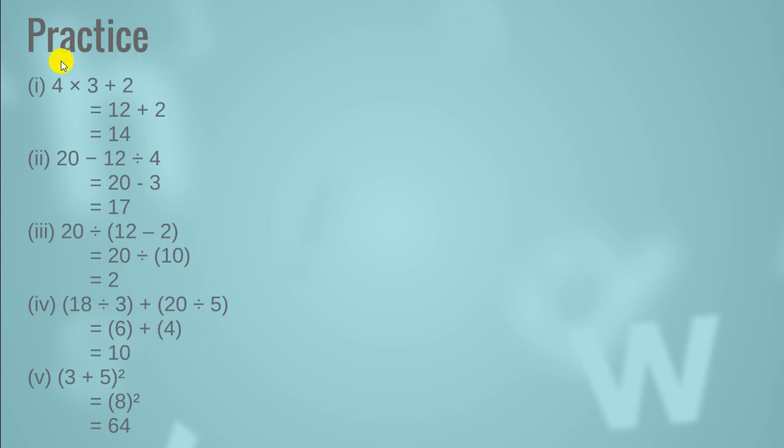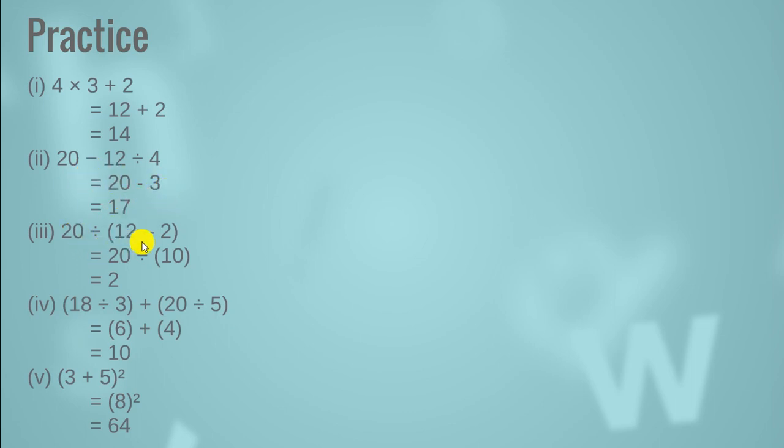Here we have 4 multiplied by 3 plus 2. Now you are capable of doing it according to the BIDMAS rule. According to the BIDMAS rule, multiplication is going to be a priority over addition. So 4 multiplied by 3 gives us 12 and 12 plus 2 gives us 14. Now in the next question, 20 minus 12 divided by 4. You are clever enough to know that division is going to have a greater priority over subtraction. So 12 divided by 4 gives us 3. 20 minus 3 gives us 17.